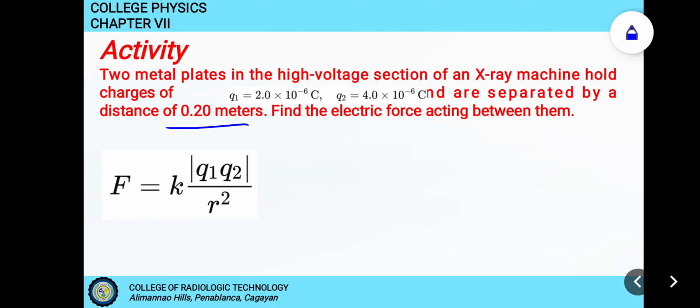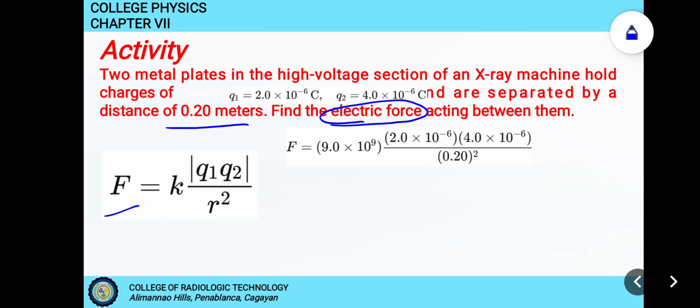Why is it that we are using this? Because we are looking for the electric force, not the electric field. So if we are going to compute that, class, let's just substitute. Ang gagawin lang po, substitute natin ang Q sub 1 and Q sub 2. Andito na po sila. Okay, saan galing to, ma'am? This one is the constant.